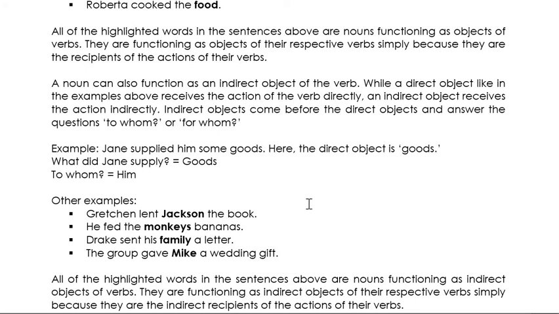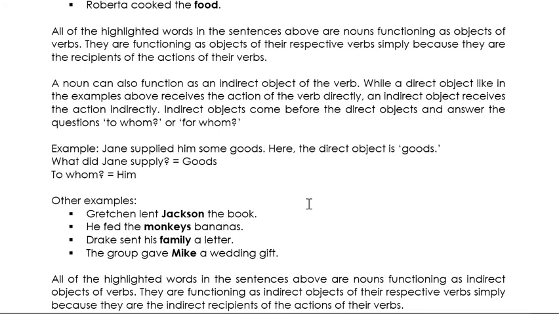So let's take, for example, the sentence, Jane supplied him some goods. What did Jane supply? Goods. To whom? To him. So in that sentence, him is the indirect object, but goods is the direct object. If you look at the other examples there, this point stands out as well. Gretchen lent Jackson the book. What did Gretchen lend? The book. To whom? To Jackson. Second sentence, he fed the monkeys bananas. What did he feed? Bananas. To whom? The monkeys.